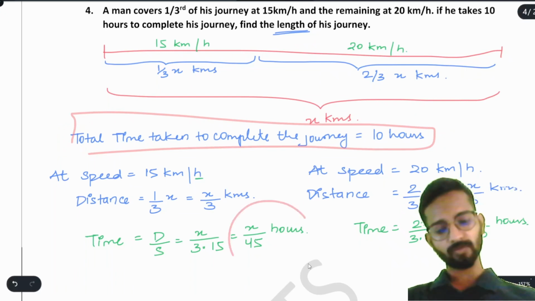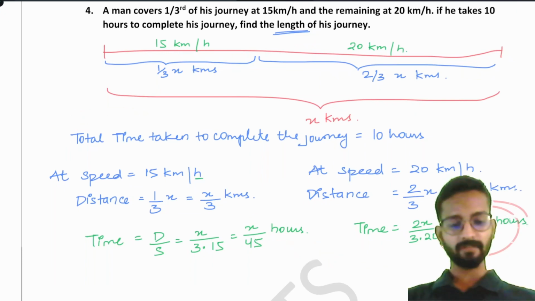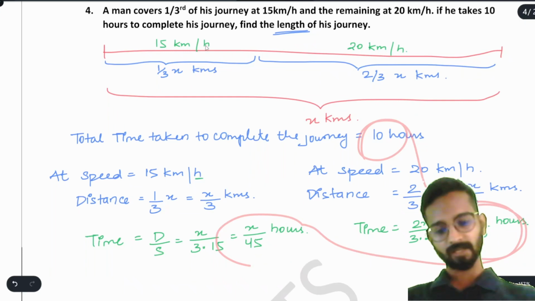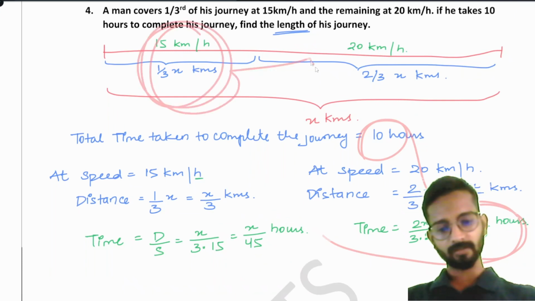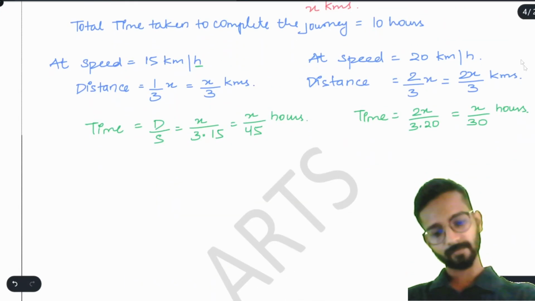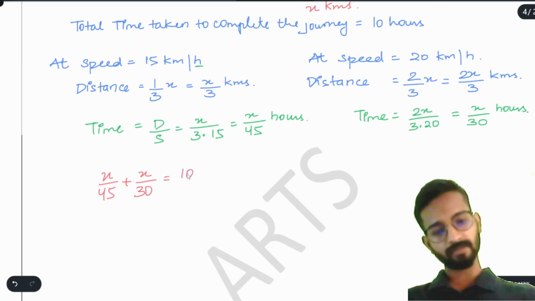So if we can find how much time has been taken, we can say that, now listen very carefully, total time is 10 hours. It means this time plus this time taken is nothing but 10 hours. Understood? Time taken for this journey and time taken for this journey, both will be 10 hours only. So you can say x by 45 plus x by 30 is equal to 10, because it is already given in the question.